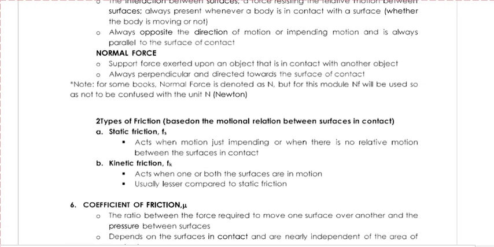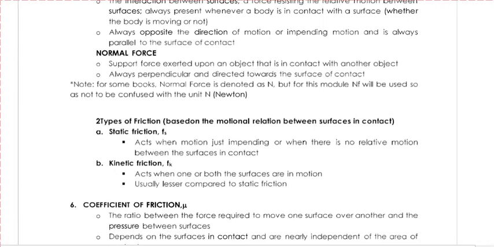We have two types of friction, based on the motional relation between surfaces in contact. Number one, may ara kita static friction or Fs. Buti-lingon, by the word static, it acts when the motion is just impending or when there is no relative motion. So static, buti-lingon, stable, no motion involved. So kung ara pa siya before pa lang mag-start ang motion, that is your static friction. Pero kung nakagiyo na siya, there is motion involved. So it acts when one or both surfaces are in motion. So that is already a kinetic friction.